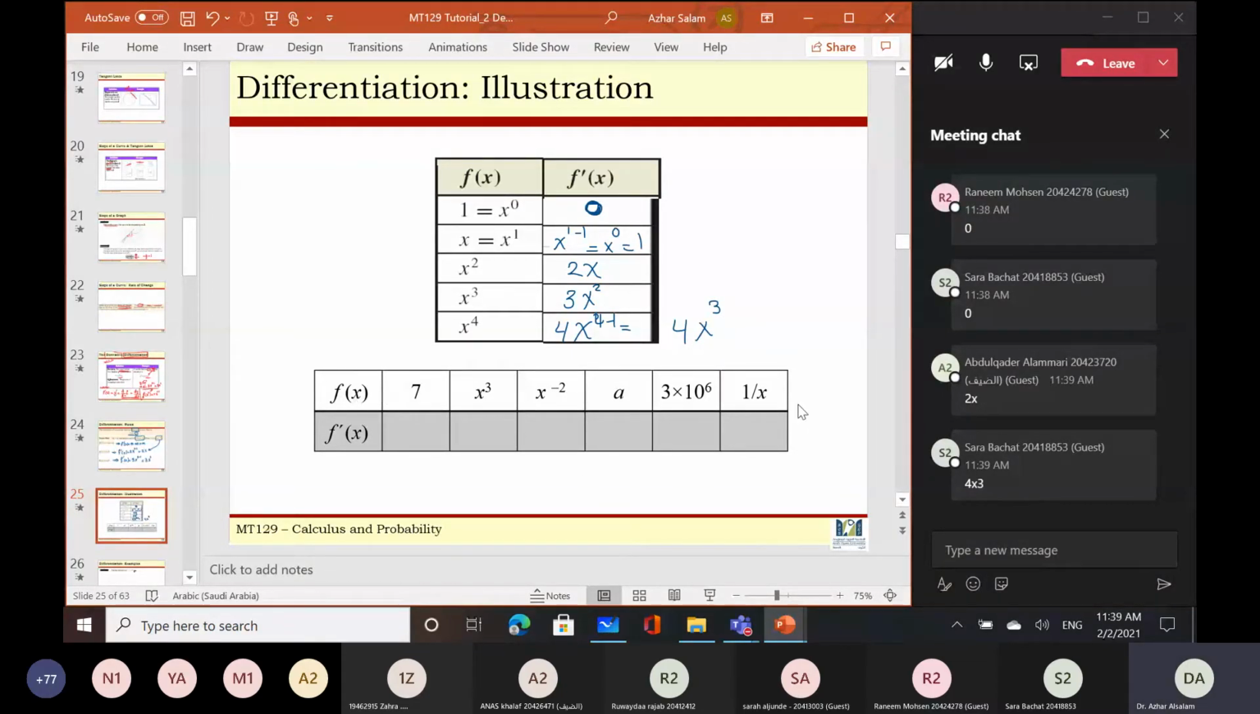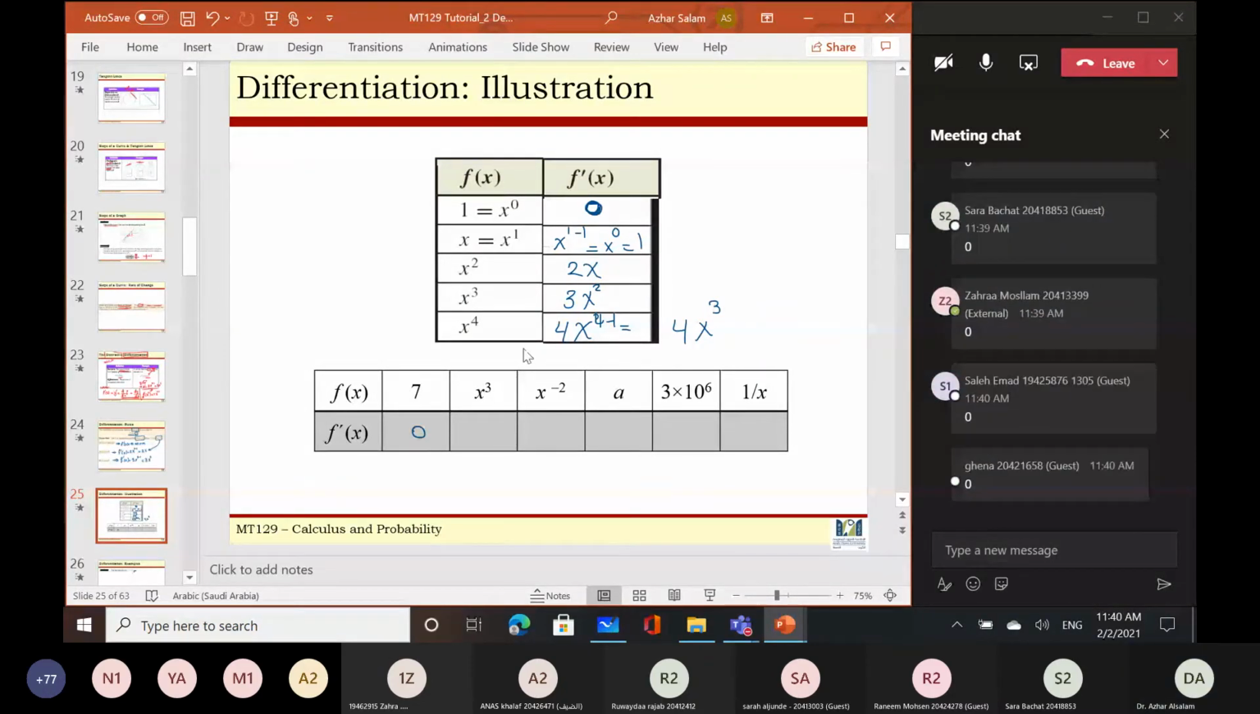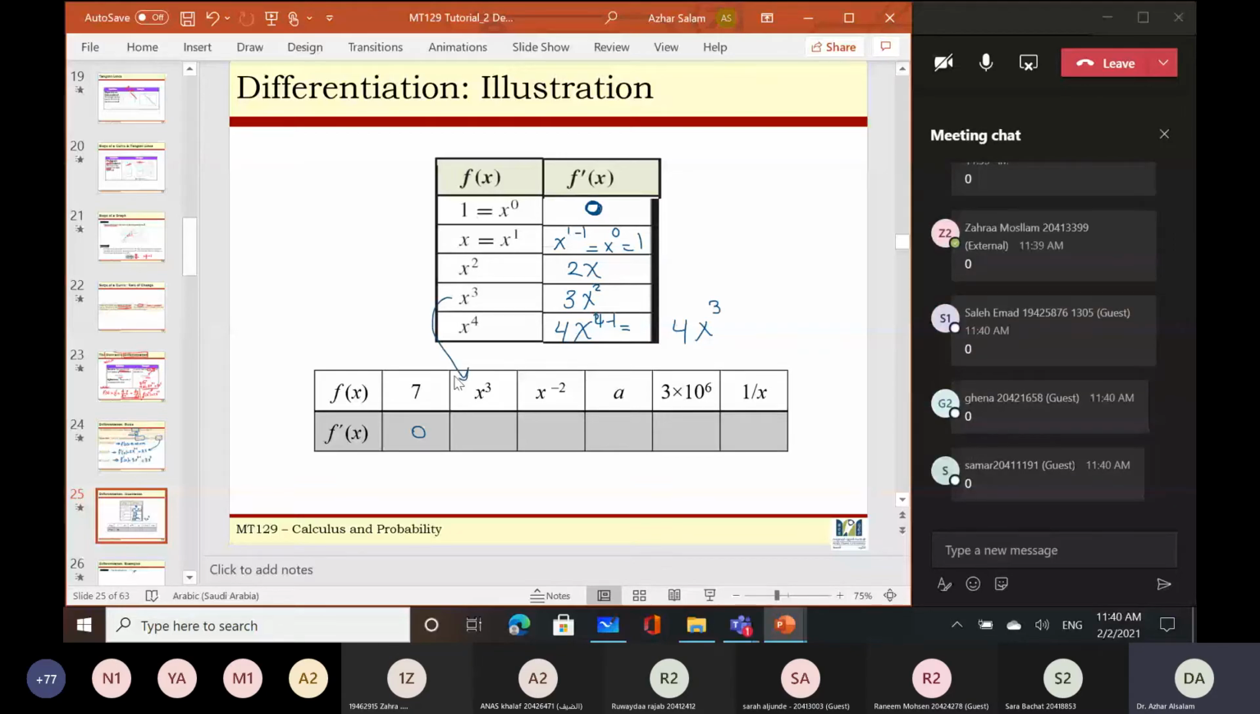Also here I have other examples. If I have a constant number, what's the derivative of 7? Write in the chat. Yes, it will be 0. The derivative of any constant number will be 0. x to the power 3 is the same as here, 3x squared.